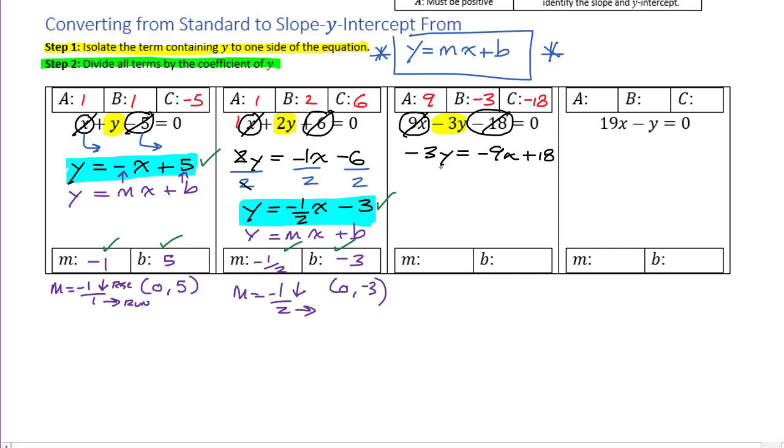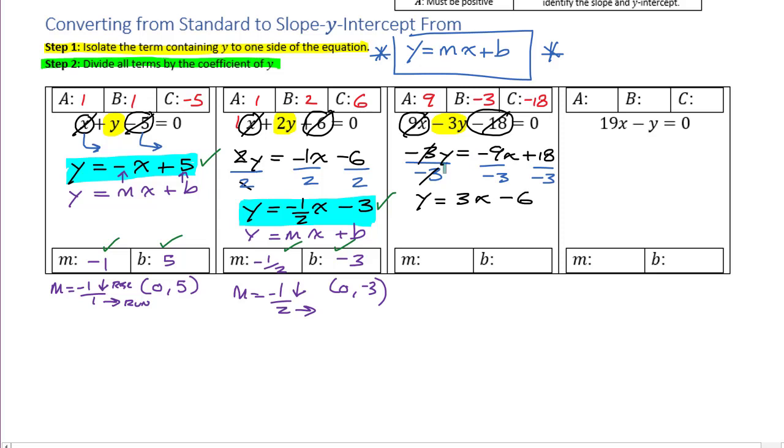Step 2, we need to isolate the y by getting rid of its coefficient, by dividing by whatever that number is. So it's a negative 3, divide by negative 3. Divide each term by negative 3, and let's simplify it. I get y equals negative divided by negative is positive. 9 divided by 3 is 3. Don't forget these negative 3's cancel out. Positive by negative is negative. 18 divided by 3 is 6.